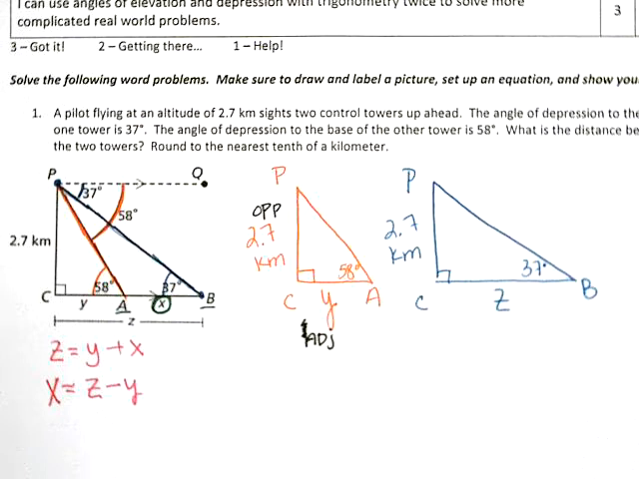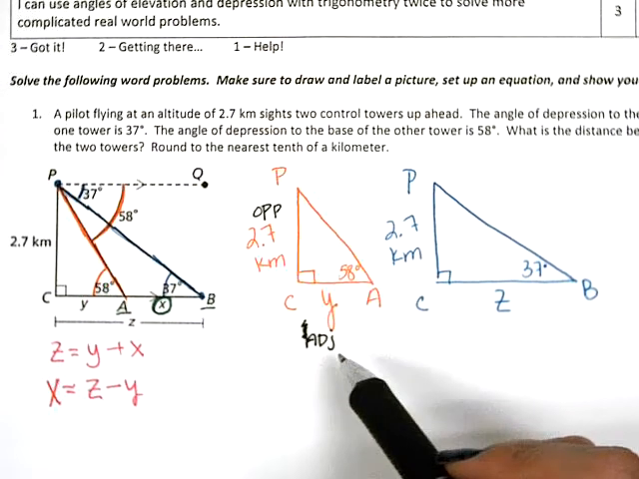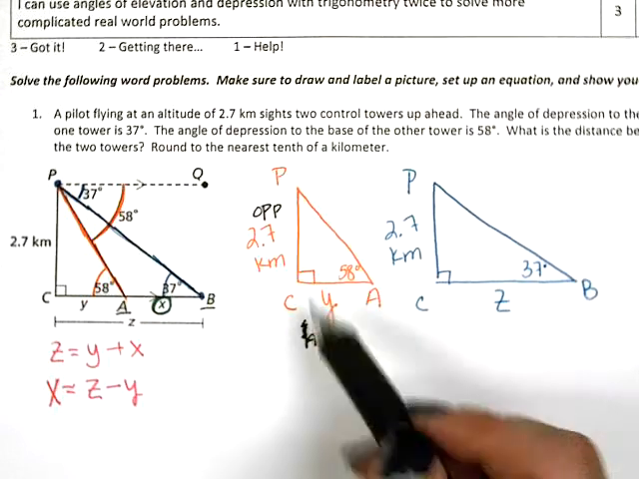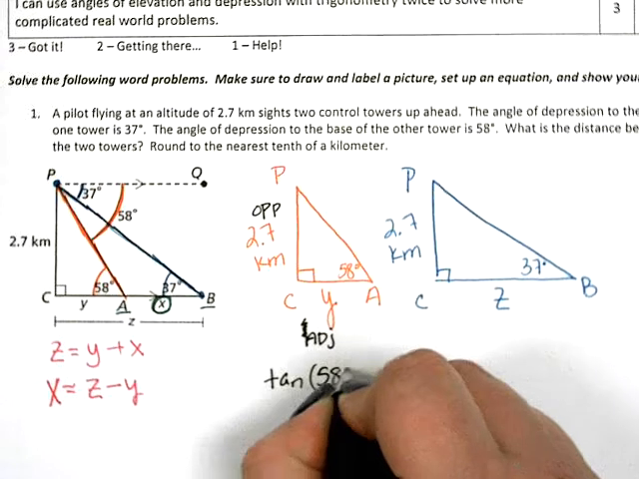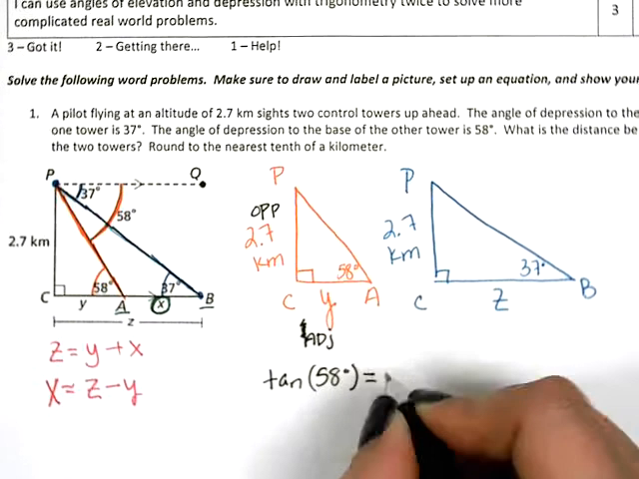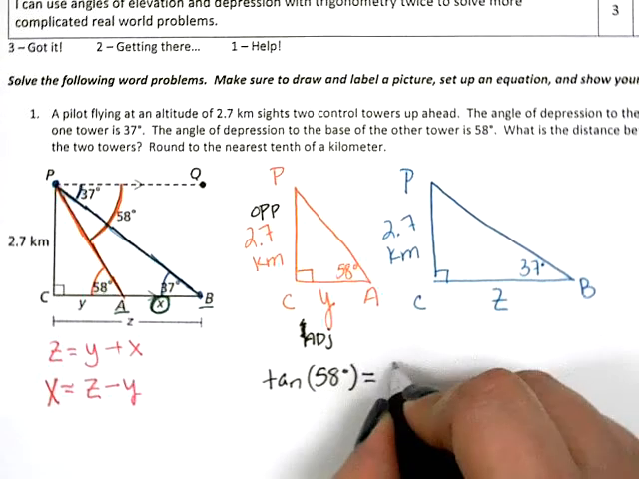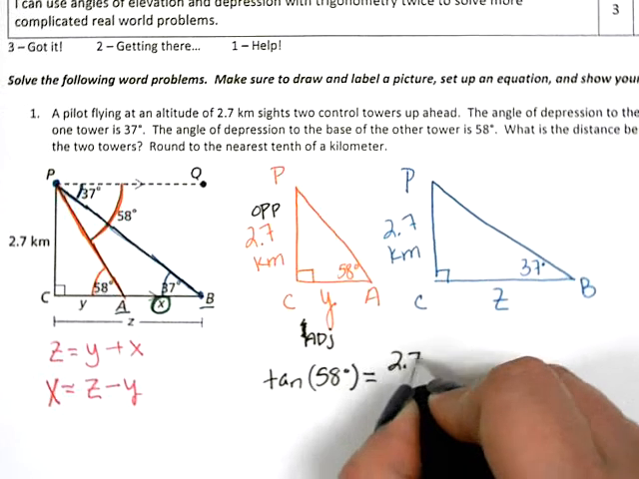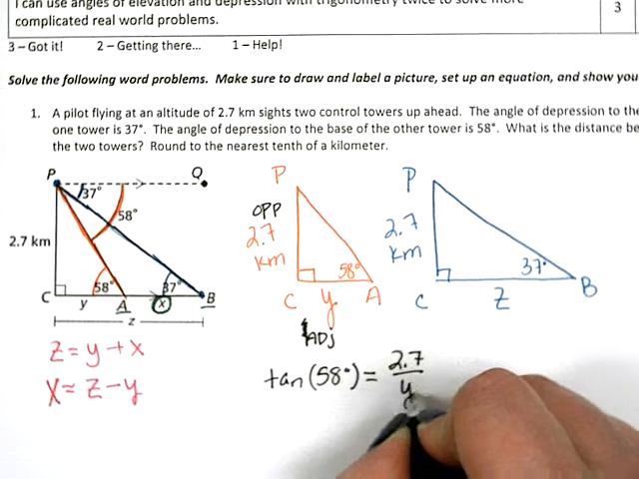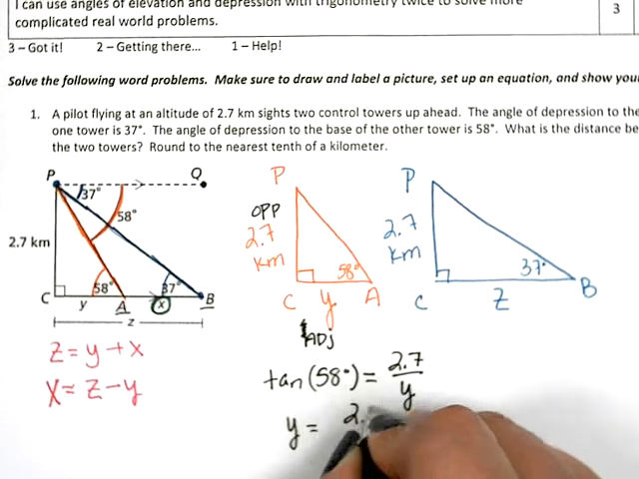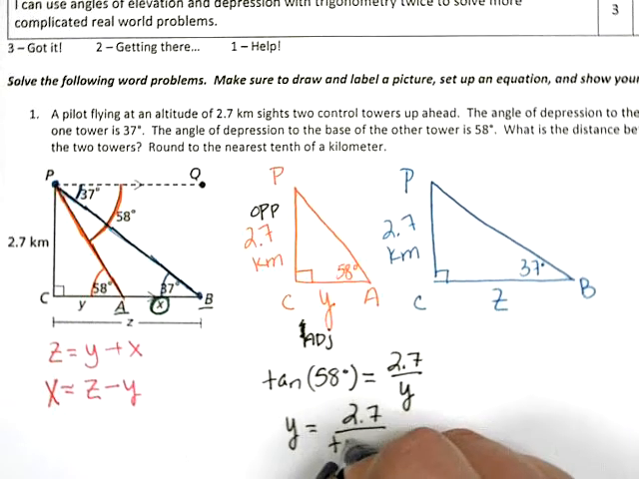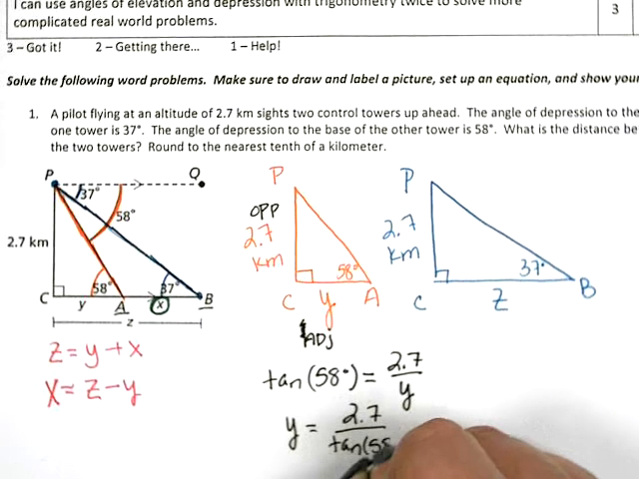Okay, so let's go ahead and just solve for y first. So opposite and adjacent means tangent. So the tangent of 58 degrees is going to equal the opposite, which is 2.7, over the adjacent, which is y. So hopefully you guys agree with me, and y is equal to 2.7 over the tangent of 58.